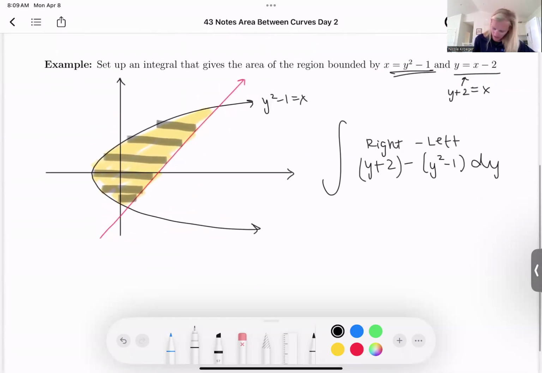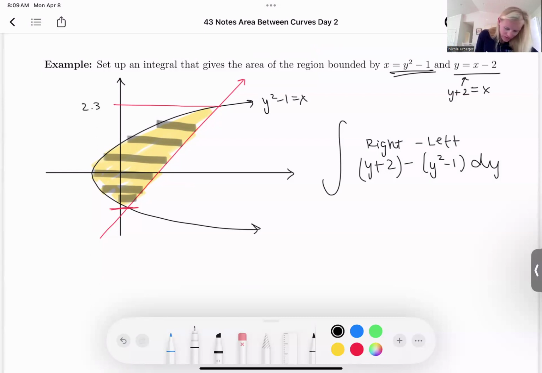We need to find the bounds. So we need to find what is this y value and what is this y value. Again, do that in Desmos or on your favorite graphing calculator. If you don't know how to find those intersection points, if you type both of these in Desmos and then just click on those intersection points, it will give them to you. If you can't figure that out, let me know in class. And we're looking for the y values now because we're doing everything in terms of y.